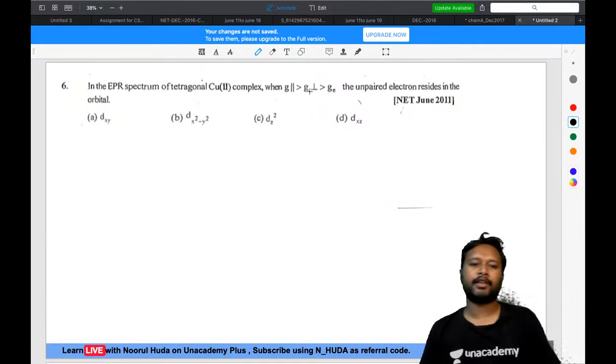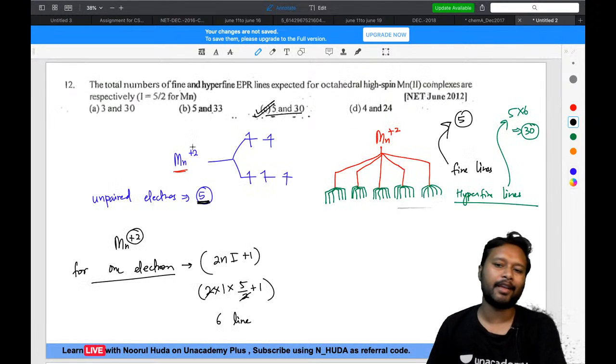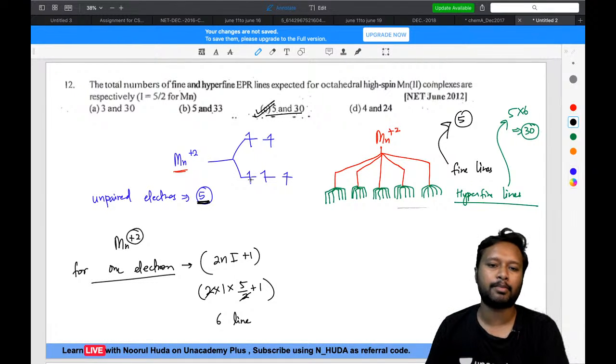In this question it says, in the EPR spectrum of a tetragonal copper 2 complex when G... Yes, the fine lines will be equal to the number of unpaired electrons here. So fine lines, because you have 5 electrons, obviously 5 splitting will already be done. Fine lines are like, before causing any further splitting, the first splitting which is done is called fine splitting. So for the first time it splits into 5 lines because of the unpaired electrons. Everywhere this is not true, that every time fine lines will be equal to the number of unpaired electrons.